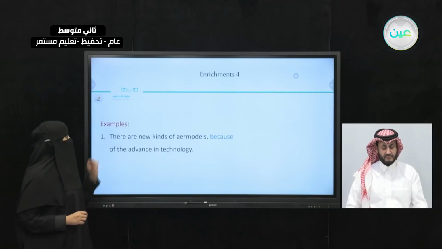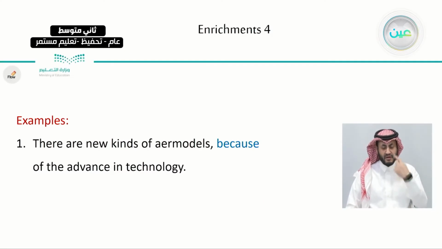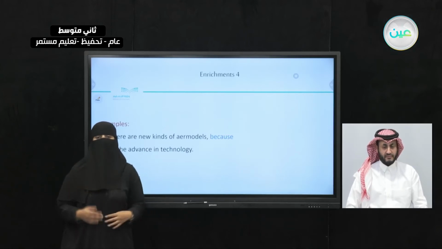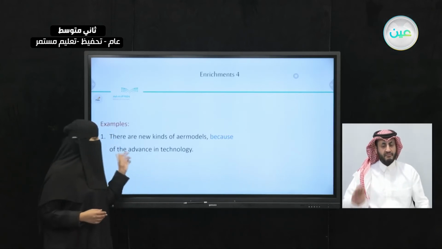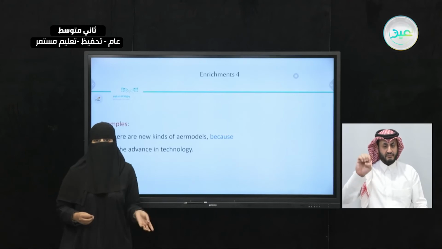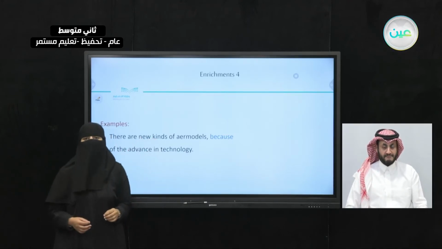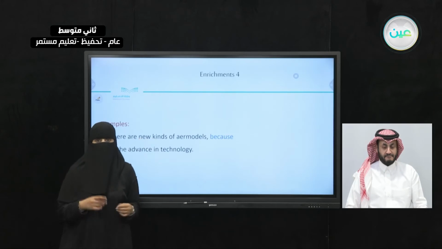Now, how about this one? There are new kinds of air models because of the advance in technology. Why do we have new air models? So why can't all air models be the same? Because of the advance in technology. This is a reason. So we connected this reason to this idea using the word because.